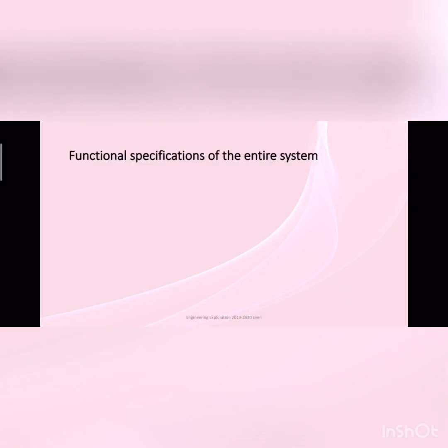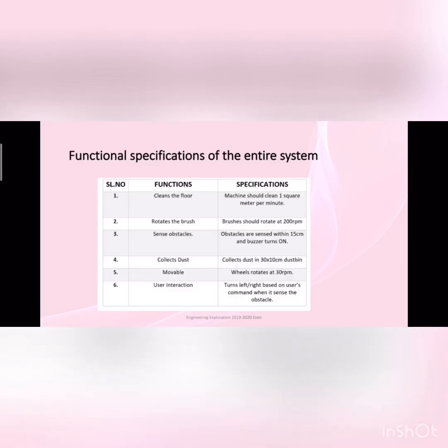Next we have function specifications. This consists of functions like cleans the floor, and its specification says the machine should clean 1 square meter per minute. Like this we have 6 functions with the respective specifications displayed in this picture. Finally, the last one is modeling and simulation. Here we have the video of simulation.